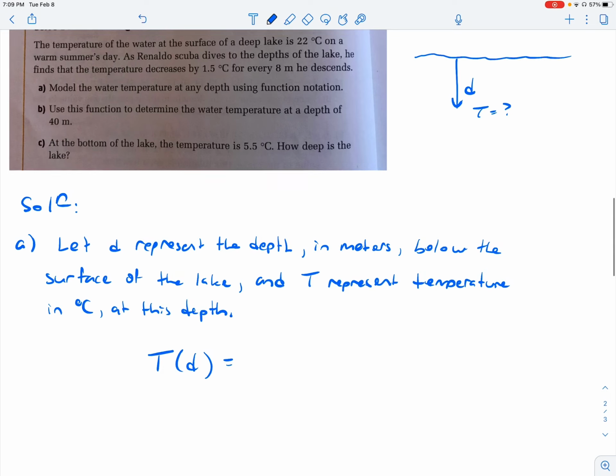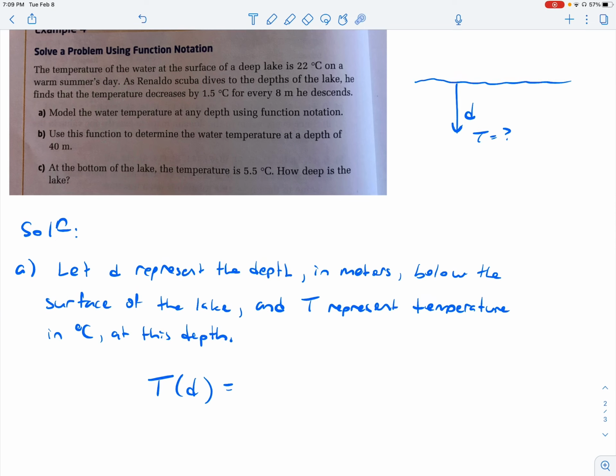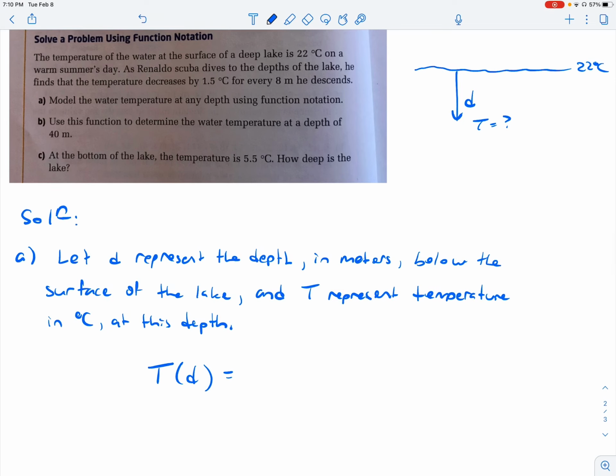Now for the equation. So we're told that the temperature goes down 1.5 degrees Celsius for every 8 meters. And the temperature at the top is 22 degrees. So every 8 meters that he goes down, the temperature drops 1.5 degrees, starting from 22. So we could start by writing 22 in here, and then the temperature is going to go down 1.5 degrees for every 8 meters.